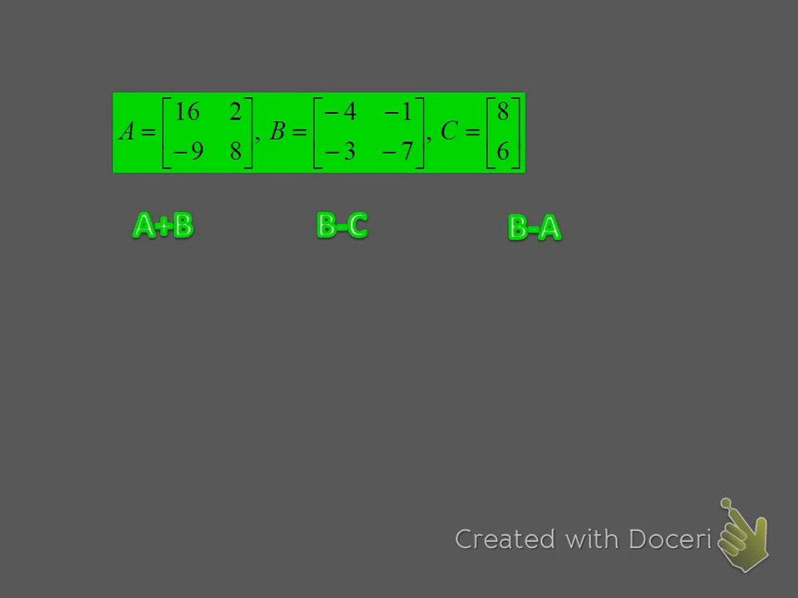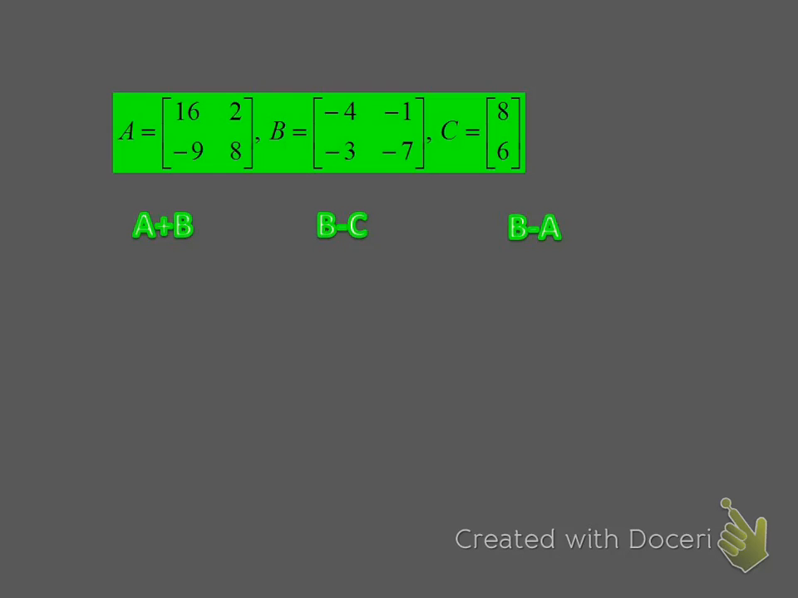So, this is how a lot of real-world matrices are set up, because it's a lot of numbers to rewrite over and over again. Typically they'll write them once, like we do up here, and then give you operations using the letter they're assigned. So matrix A is 16, 2, negative 9, 8. Matrix B is negative 4, negative 1, negative 3, negative 7. Matrix C, 8, 6. And then they'll give you the 3 operations: A plus B, B minus C, B minus A.